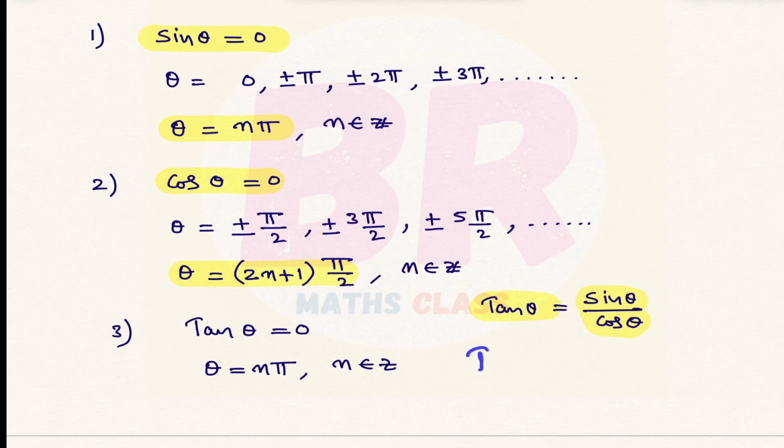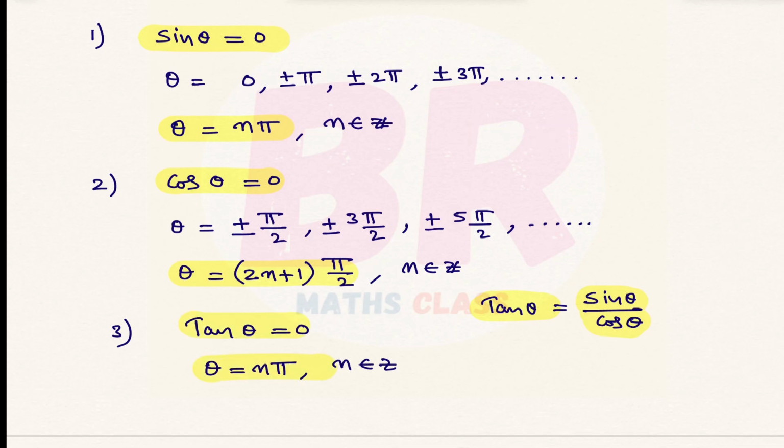What you need to know here: tan 4 pi value is what? Tan 4 pi value is 0. What is cos 9 into pi by 2? An odd number into pi by 2 is there. Its value is 0. What is sin 1000 pi? It is in the form of n pi. Its value is 0. These things you need to know from these three formulas.